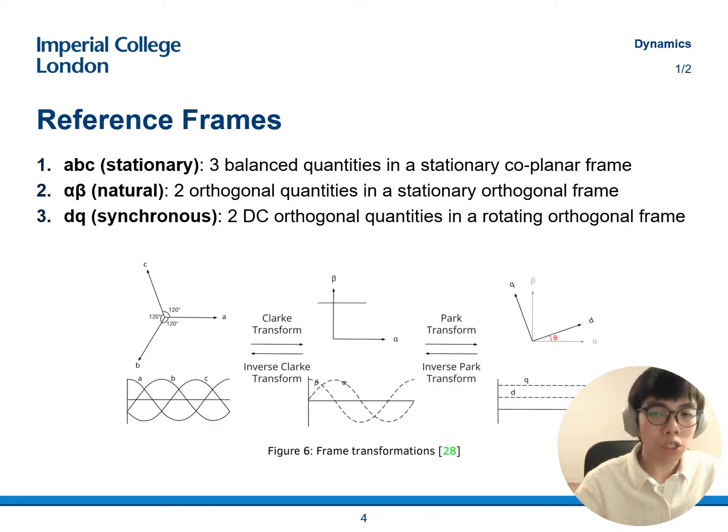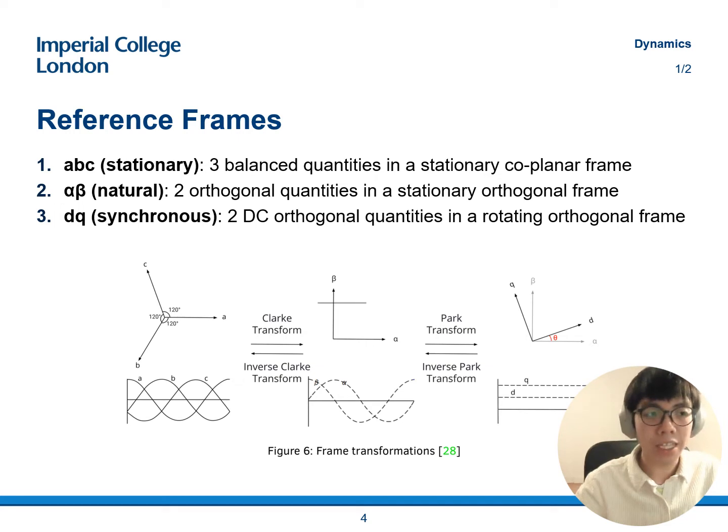Before I move on to analyzing the plant equations of this diagram, I thought it would be useful to give a brief refresher on what reference frames are in a three-phase system. Typically we represent things in an ABC frame, where we have three sinusoidal, time-varying quantities in a stationary frame. But if we transform it into a DQ or synchronous reference frame, this effectively transforms it into two DC orthogonal quantities in a rotating orthogonal frame.